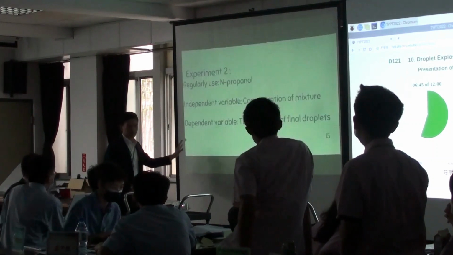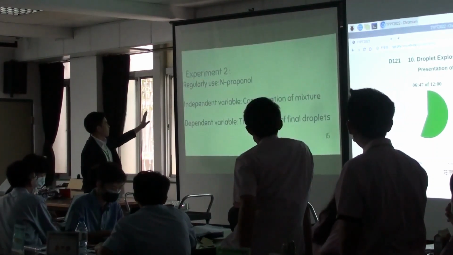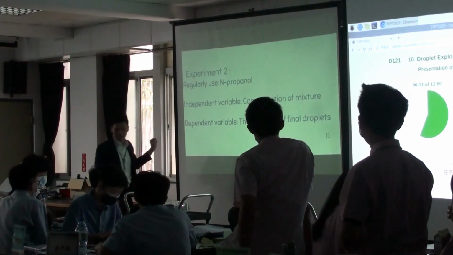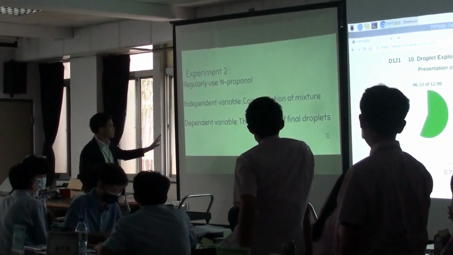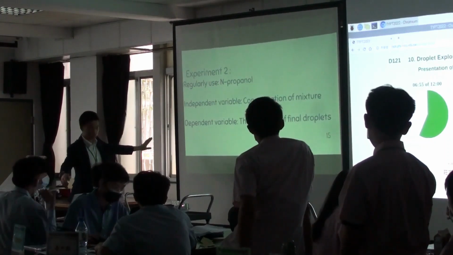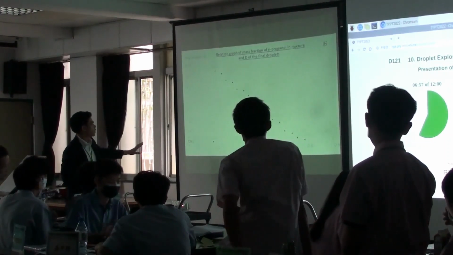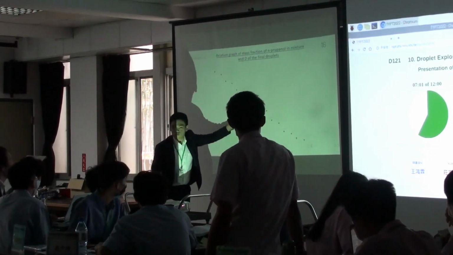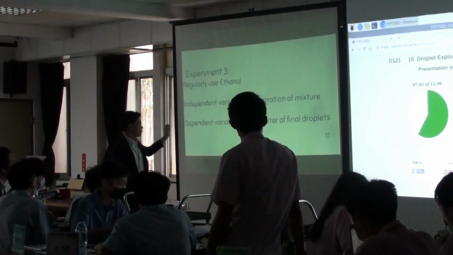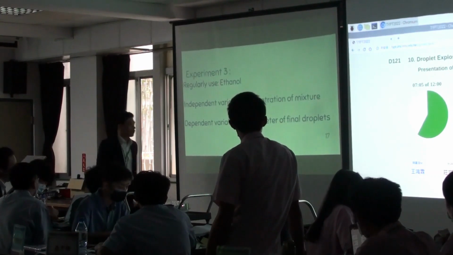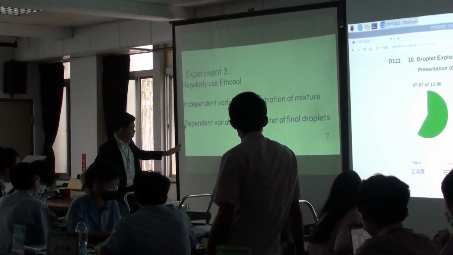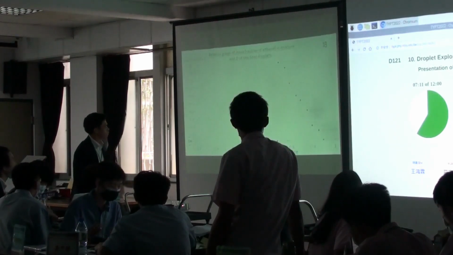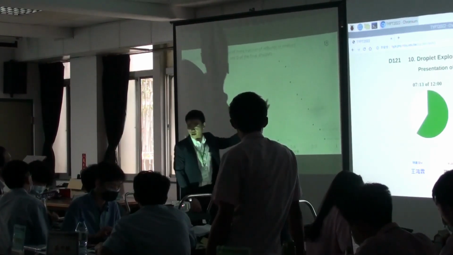I'll explain this later. Then if you look at the next experiment, we use n-propanol with the same independent variable and dependent variable. But this time, it does the same thing, but the graph moves backward. Then when we look at the third one, which uses ethanol, you will see the more extreme case in the picture, in which the graph has totally moved to the right.